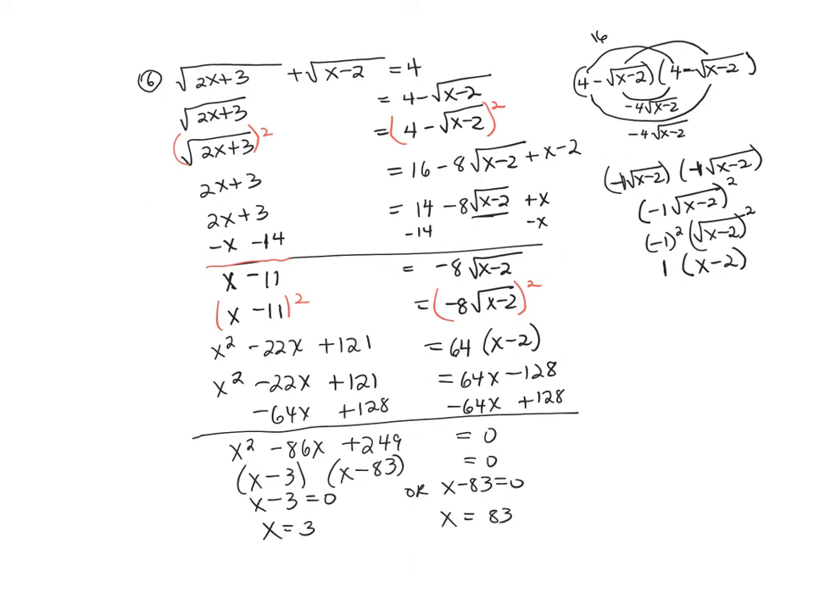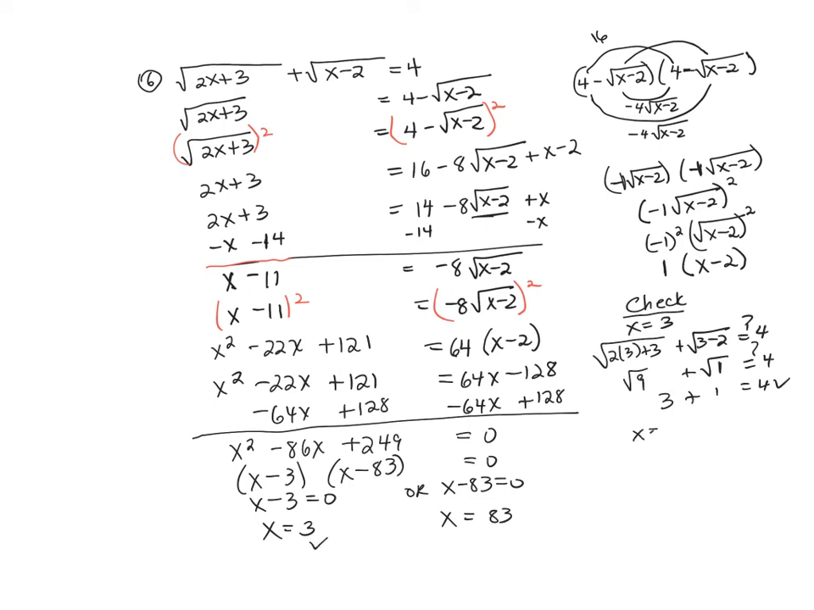And now we check it, so let's do that here. We'll check 3 first. So we get the square root of 2 times 3 plus 3 plus the square root of 3 minus 2. Does that equal 4? Well, this gives me the square root of 9 plus the square root of 1, and that does equal 4. 3 plus 1 equals 4. So that checks.